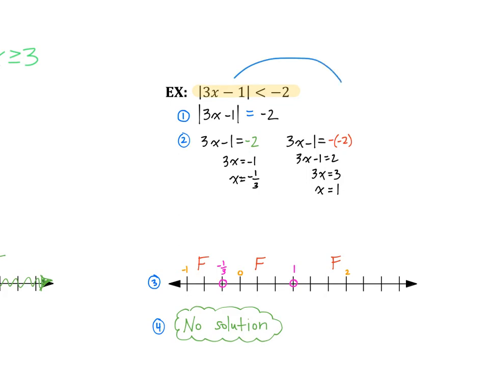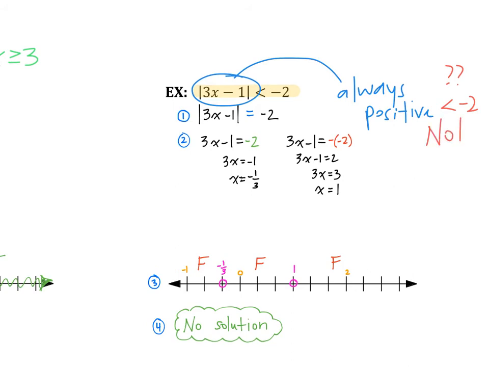So this will always be positive. Can a positive number ever be less than a negative number? The answer is no, right? So what I could have done is look at this inequality right here and say, oh, I have the absolute value, nothing is happening to that absolute value, and it is less than negative 2. That's never going to happen.